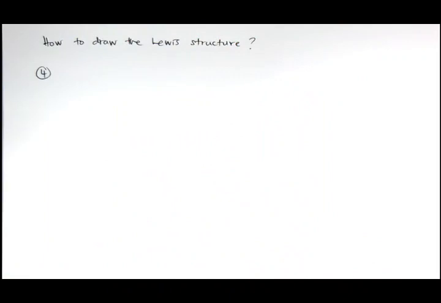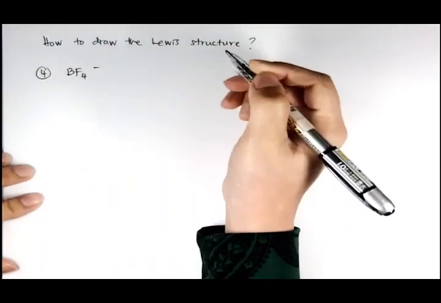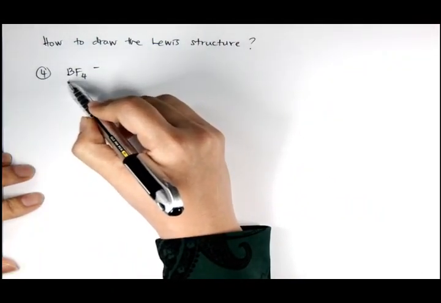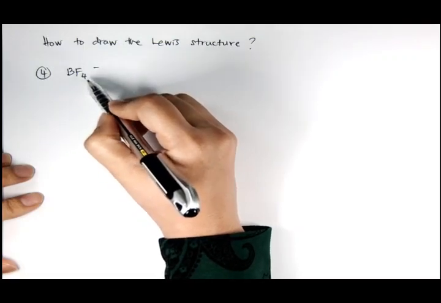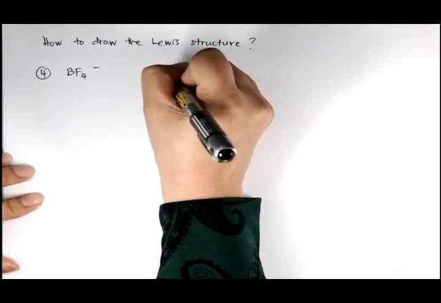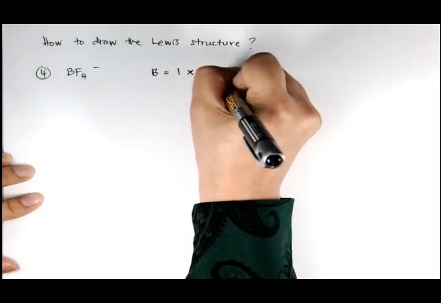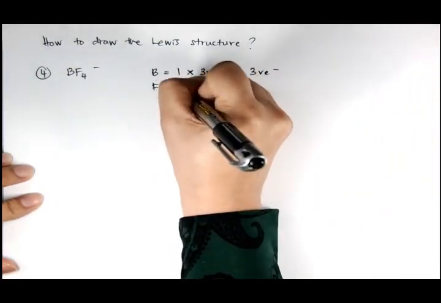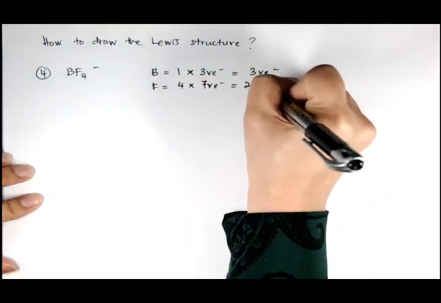Now, let's consider the fourth example, which is the BF4 1- ion. This ion consists of a boron atom and fluorine atoms. Boron is from group 13 with 3 valence electrons and fluorine is from group 17 with 7 valence electrons. The first step to draw the Lewis structure is to count the total number of valence electrons in the molecule. So boron with 1 atom and 3 valence electrons each gives us 3 total valence electrons. While the fluorine involves 4 atoms with 7 valence electrons each, so that gives us 28 valence electrons.